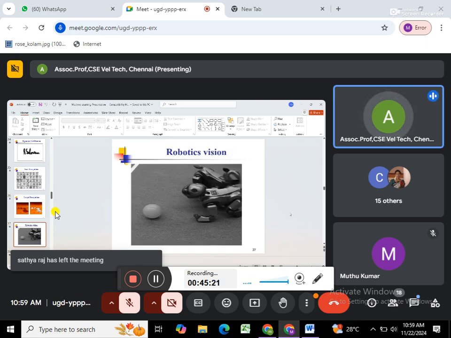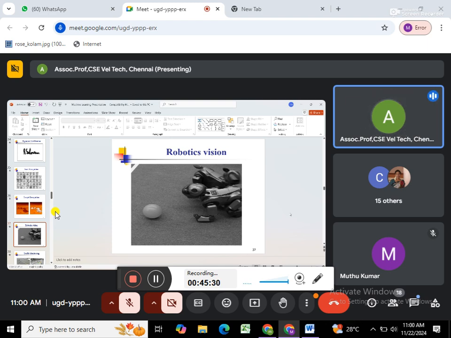Then robotics vision. Robotics vision is also easily identified. Robots can easily visualize any object with an IR infrared sensor. The IR sensor can easily identify that object, much like an ultrasonic sensor. What is that ultrasonic sensor?